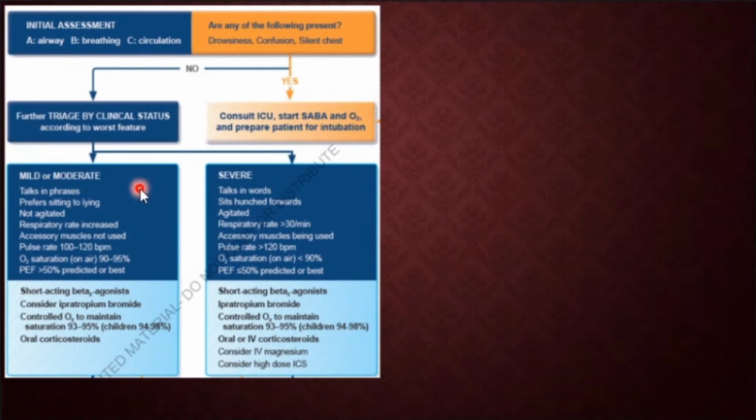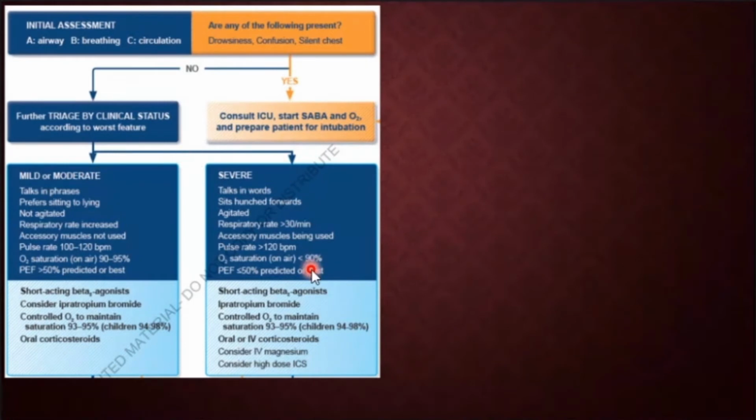In mild to moderate disease, the patient talks in phrases, prefers sitting, is not agitated, and saturation and PEF are okay. Here we can give short-acting beta agonists. Ipratropium bromide can also be added. We can add the SABA-SAMA combination, available both as an MDI and, in the emergency, as nebulizers. Then we can also give oxygen and oral steroids.